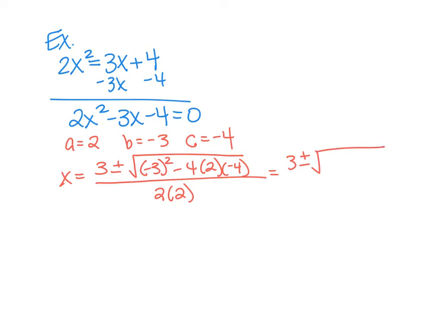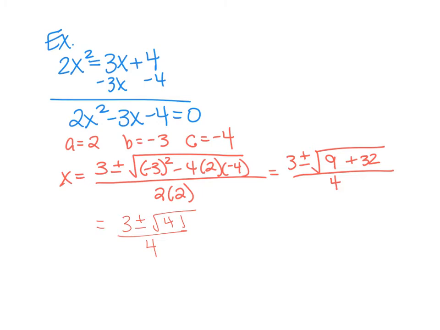When I take negative 3 squared, I get 9. When I take negative 4 times 2 times negative 4, I get positive 32. All that's over 4. All right, I'm going to keep simplifying this. So I'm going to end up with 3 plus or minus the square root of 41 divided by 4.